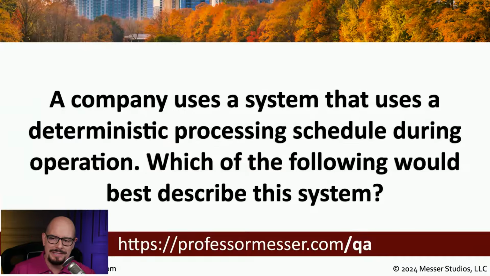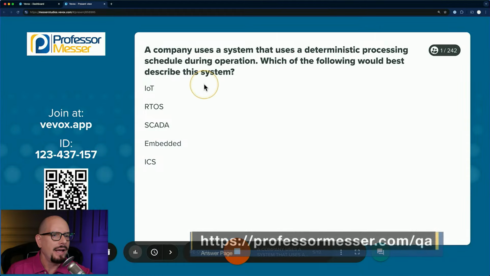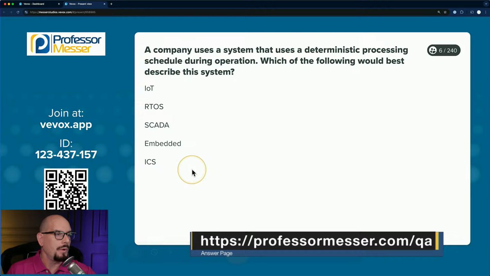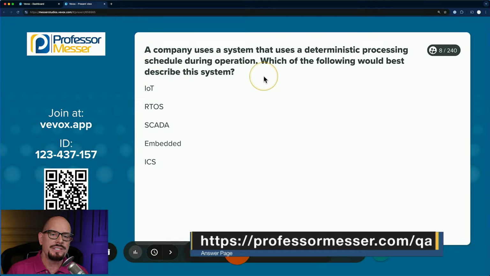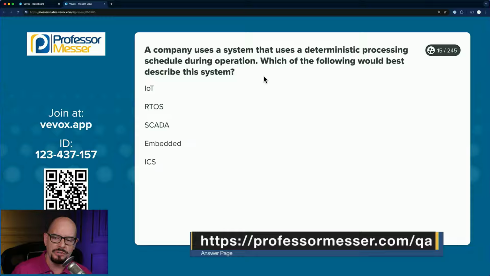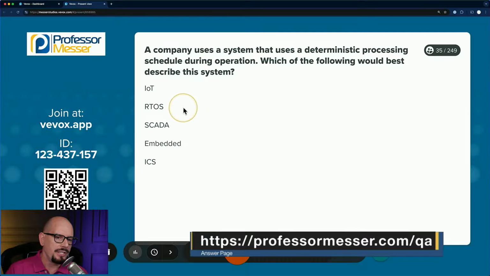Next question on our list asks, a company uses a system that uses a deterministic processing schedule during operation. Which of the following would best describe this system? Would it be IoT, RTOS, SCADA, embedded, or ICS? Got a few options there. A company uses a system that uses a deterministic processing schedule during operation. Which of the following would best describe this system? Is it IoT, RTOS, SCADA, embedded, or ICS?